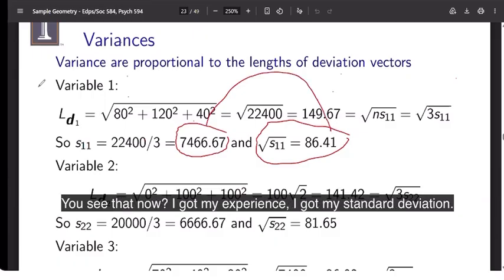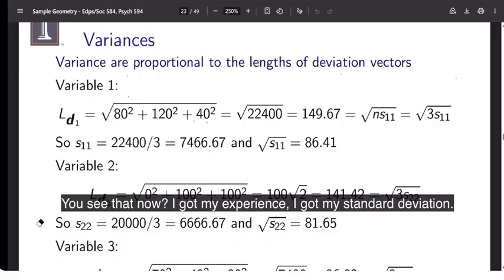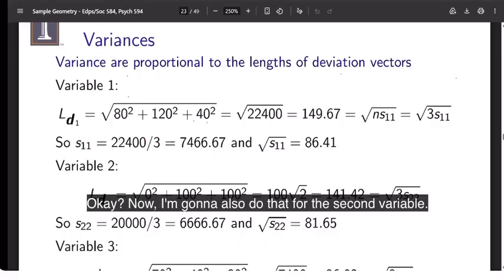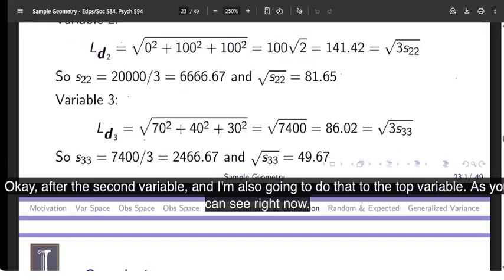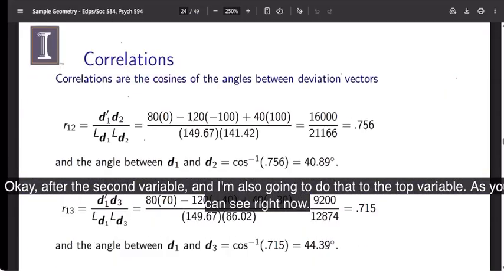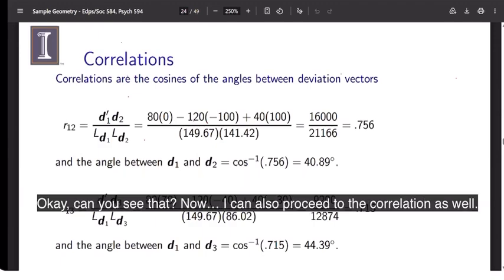Now I'm going to also do that to the second variable. Then I'm also going to do that to the top variable, as you can see right now. Can you see that? Now, I can also proceed to the correlation as well.